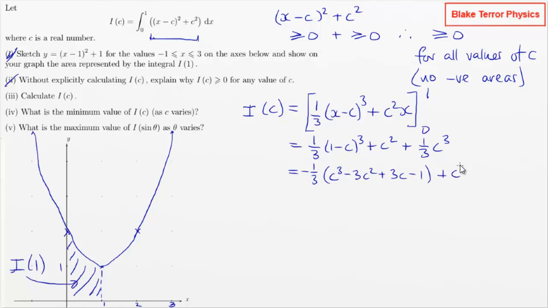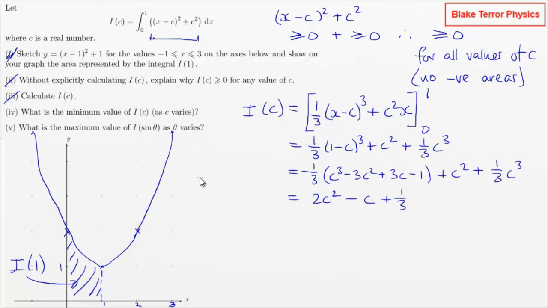And then we've got our c squared, and then we've got plus 1/3 of c cubed, which is handily going to cancel. So our c cubed have cancelled. What have we got for c squareds? We've got c squared plus a c squared, so 2c squared. For c's, we've got minus c. And for numbers, we just got a straight plus a third. Okay, so that wasn't too bad.